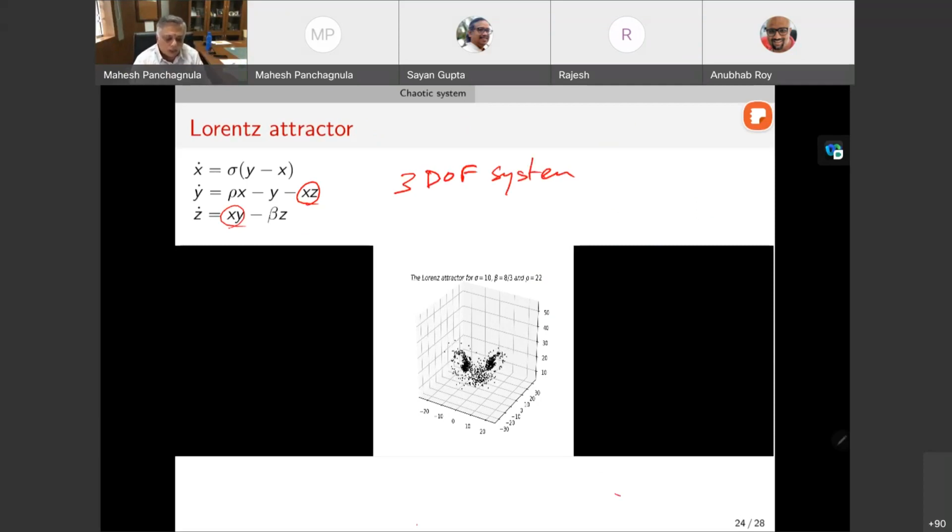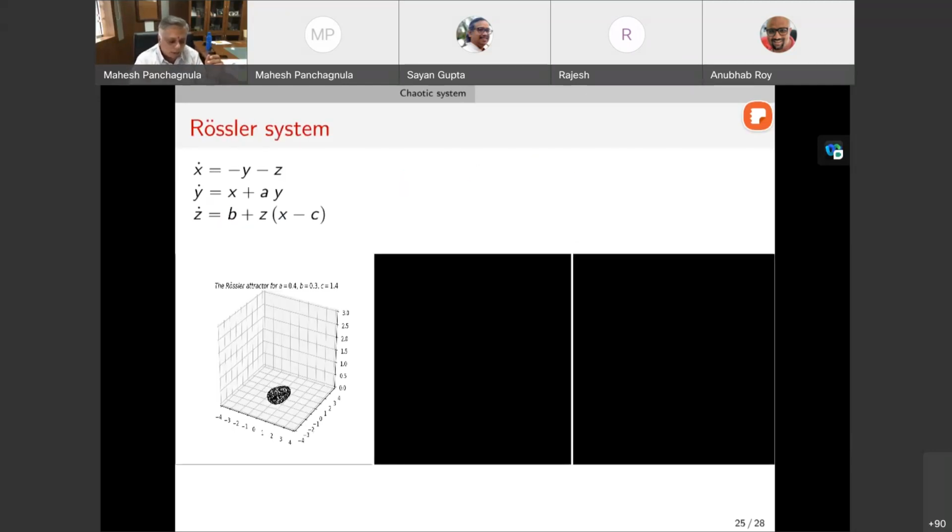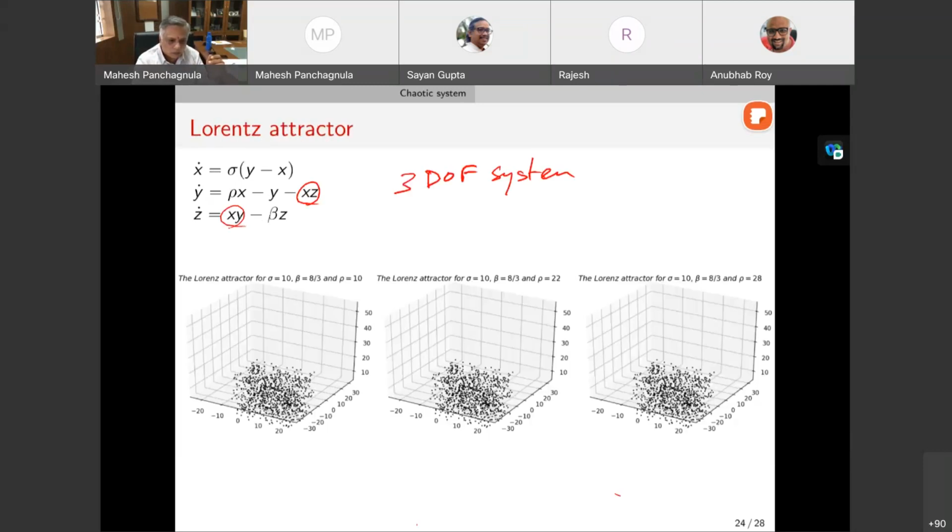And what I'm showing here is an animation of this Lorenz system evolving. Each dot in this animation is one initial condition. Okay, so you can start with a set of initial conditions.